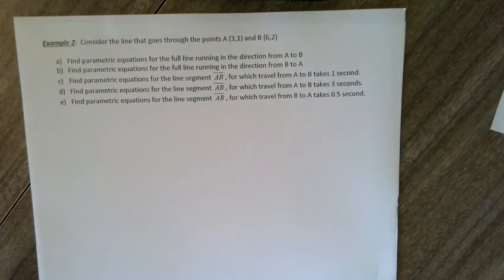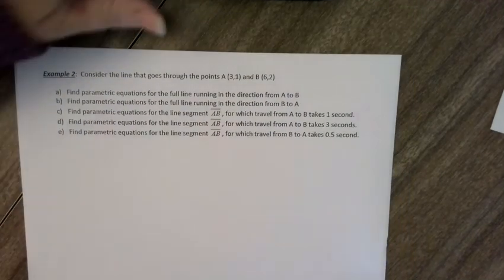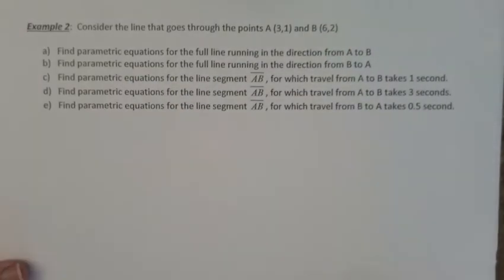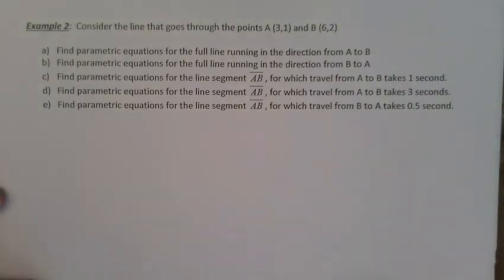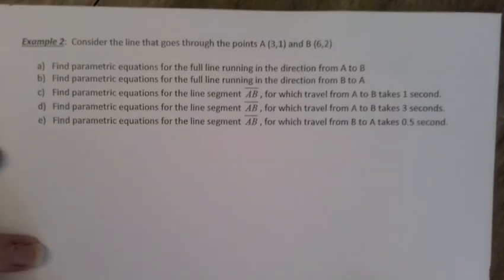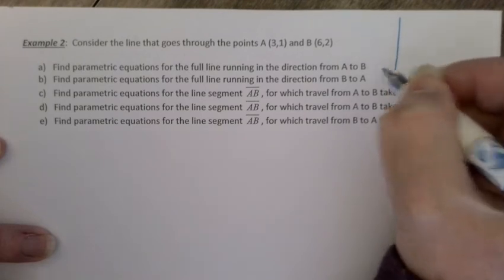Keeping that in mind, we're going to go ahead and experiment a little bit and see if we can creatively come up with some parameterized equations that do exactly that, adjust for speed and direction. So in example 2, we want to consider the line that goes through the points A, which is 3, 1, and B, which is 6, 2. And we're going to do a whole bunch of stuff with that, so I'm just going to squeeze in this upper corner a quick graph of that line.